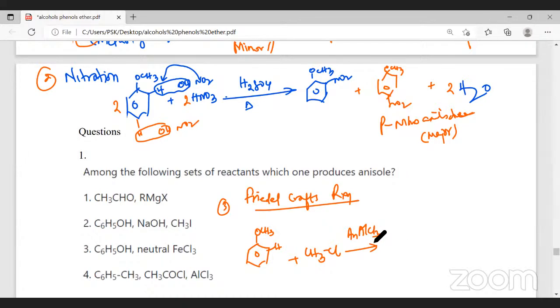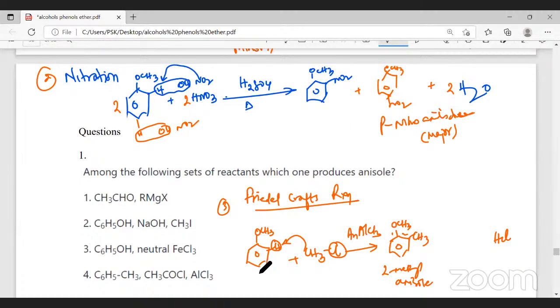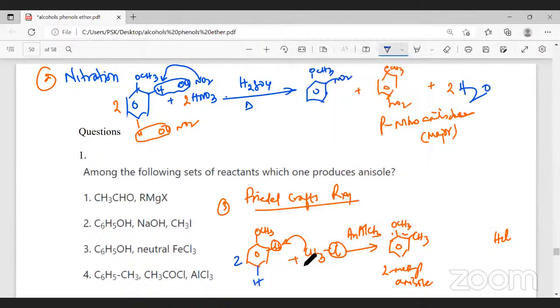This H and Cl get eliminated as HCl. In place of H, CH3 goes. Therefore, you get ortho-methylanisole. Ortho-methylanisole, or it can be called 2-methylanisole, because OCH3 is the functional group. 2-methylanisole.